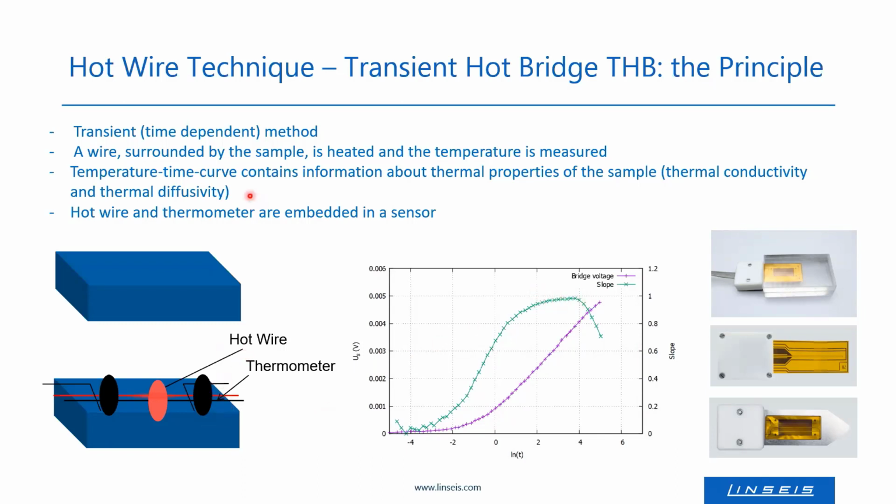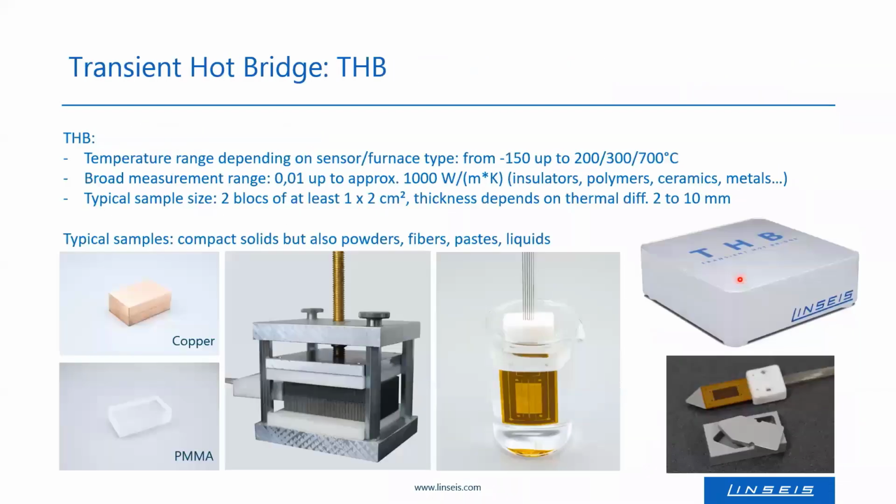The hot wire and the thermometer are usually embedded in a sensor, so those are typical sensors. They are made from a very thin polymer foil, and in this foil the hot wires and the thermometers are embedded, and the sample, in this case a transparent PMMA plexiglass sample, is covering the sensor, and this would be a typical setup to measure thermal conductivity. So the temperature range covered by the Transient Hot Bridge depends on the sensor type. The Kapton foil sensors cover a range up to 200 or 300 degrees, 200 under oxidative, 300 degrees under protective atmosphere. There are ceramic sensors available resisting temperatures of more than 700 degrees.